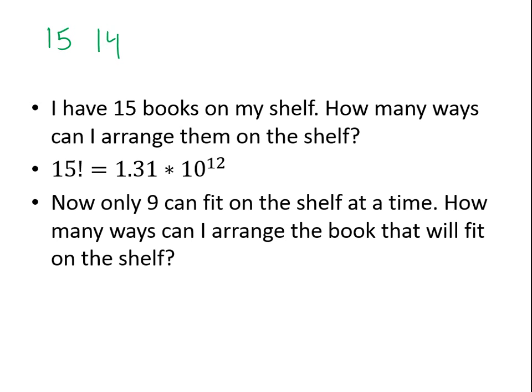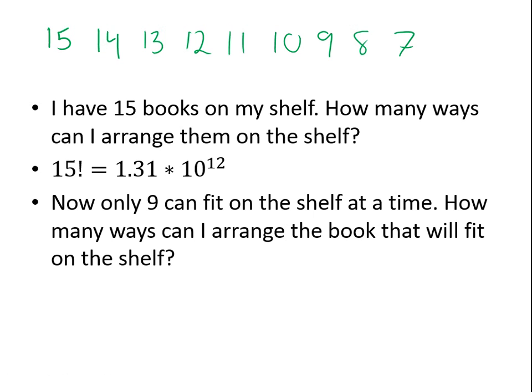Okay. Now, only 9 of my books can fit on my shelf. So my question now is, how can we find how many? Okay. Well, if I have 15 books and I only have 9 spots, well, we still start at the beginning. First spot can hold 15 books. Next spot can hold 14 books. Next spot can hold 13, and then 12, and then 11, and then 10, and then 9, and then 8. We're at 1, 2, 3, 4, 5, 6, 7, 8, and then 7. So we have our 9 spots there.